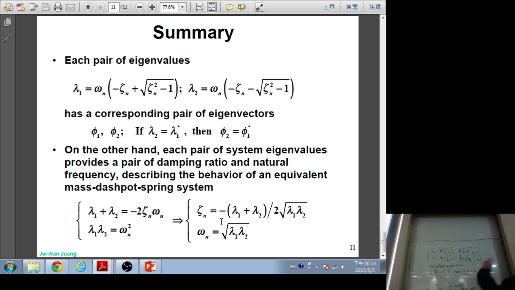And they must be real values. Because if lambda 1 and lambda 2 are both real, then they are real. But if they are not, they are complex and conjugate. So a complex value times its conjugate must be real, right? And added together also real. Multiplied together real, added together real. So they are all real. Do you have any question about this page?